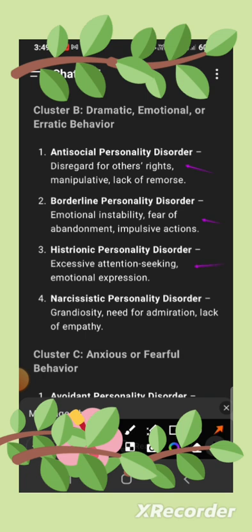Histrionic personality disorder, HPD, constant need for attention and approval, overly dramatic, emotional, and flirtatious, easily influenced by others. Narcissistic personality disorder, exaggerated sense of self-importance and a need for admiration, lacks empathy and exploits others for personal gain, reacts poorly to criticism or rejection.